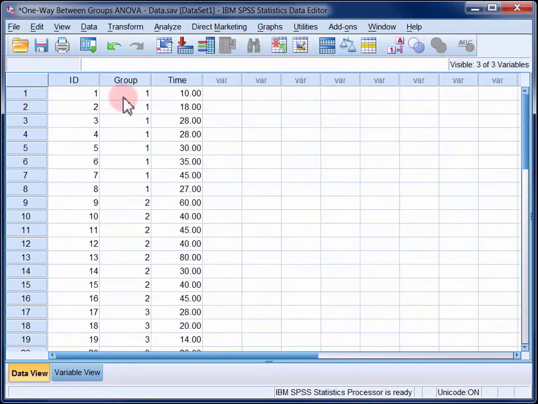The first dog was in the escape group and had an average jumping time of 10 seconds. The ninth dog was in the no escape group and had an average jumping time of 60 seconds.